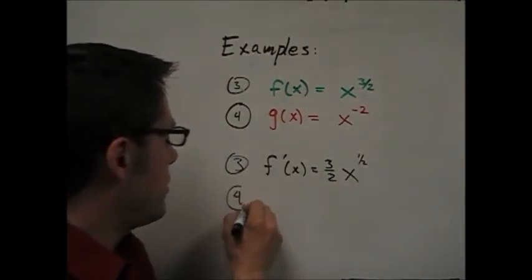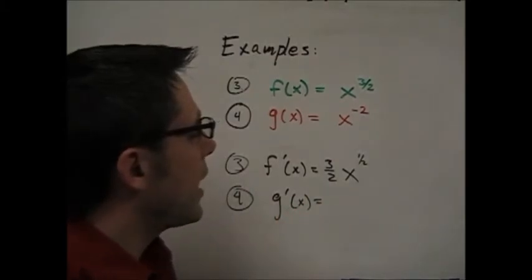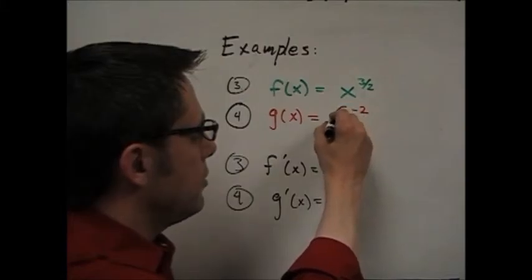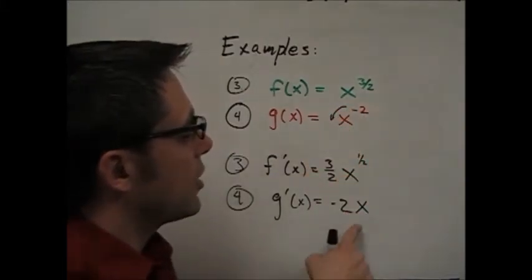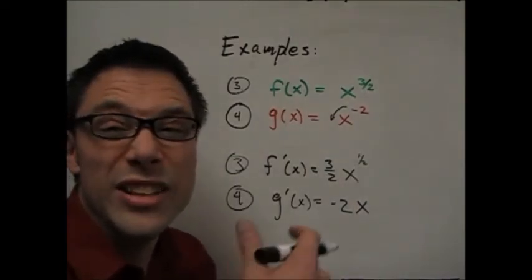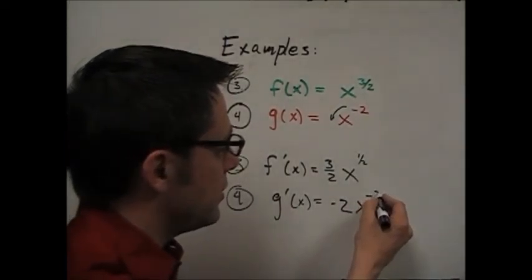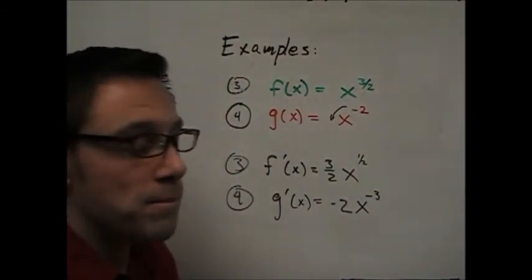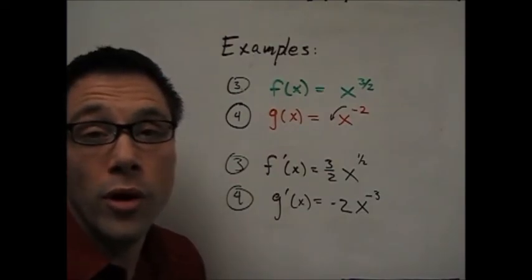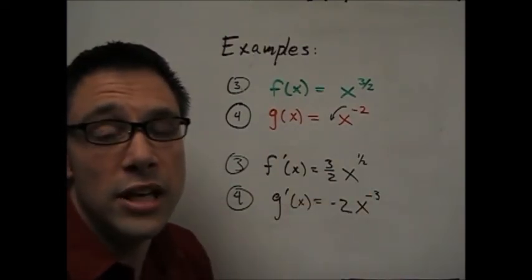Similarly, for the next example, if I want to take the derivative of g with respect to x, again, I bring the power down. The 2 comes down, leave the exponent alone, and I have to reduce the power by 1. But now remember, we're subtracting 1, so negative 2 becomes a negative 3. So you can see that the power rule will work for any fractional power along with any integer power as well.